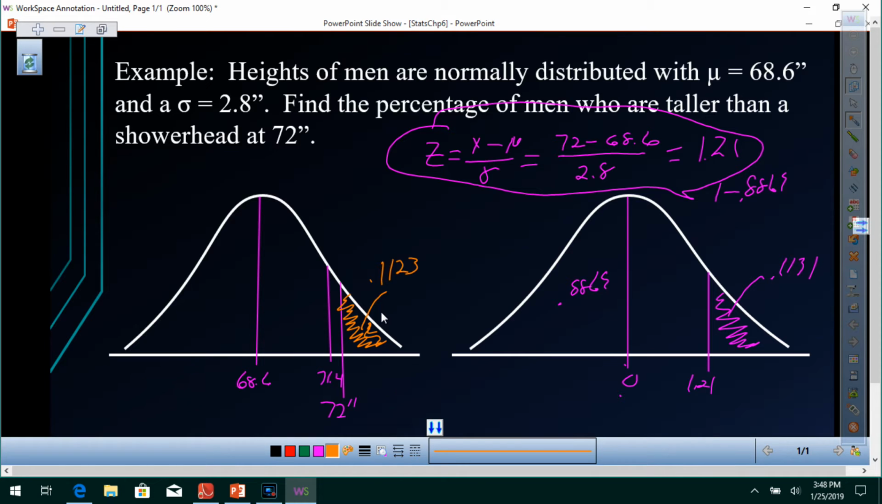So I showed you a couple of ways. One, convert to the z, look up on the table and find it that way. Or just using technology, you can go straight to it.